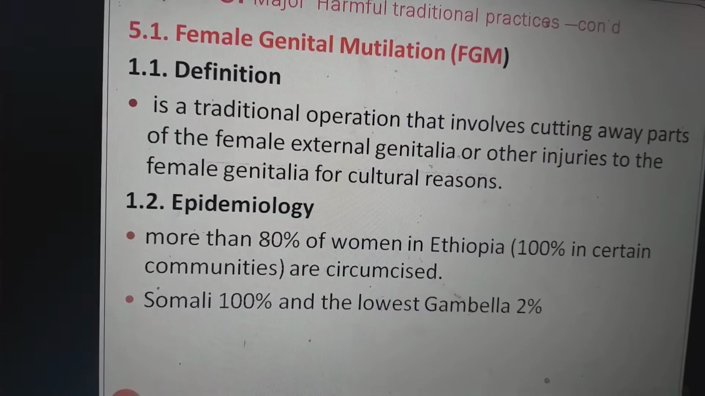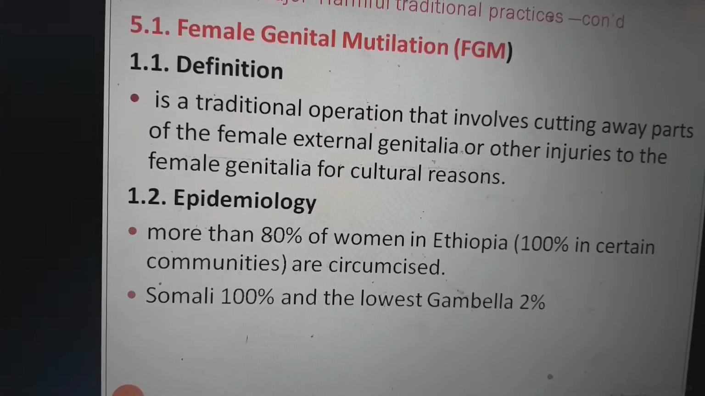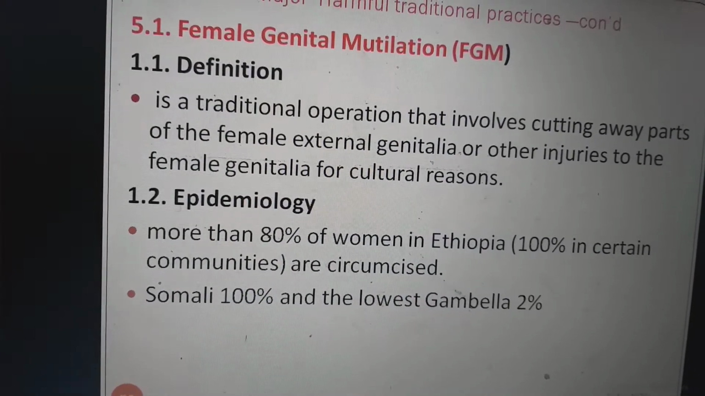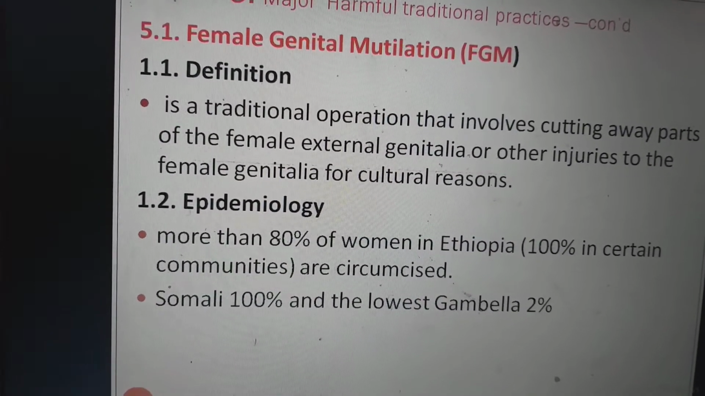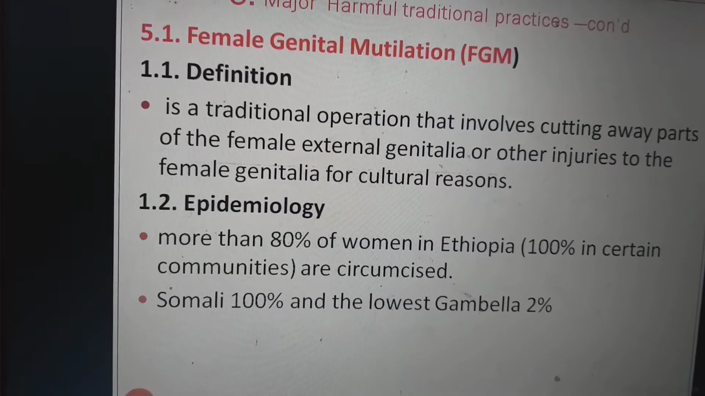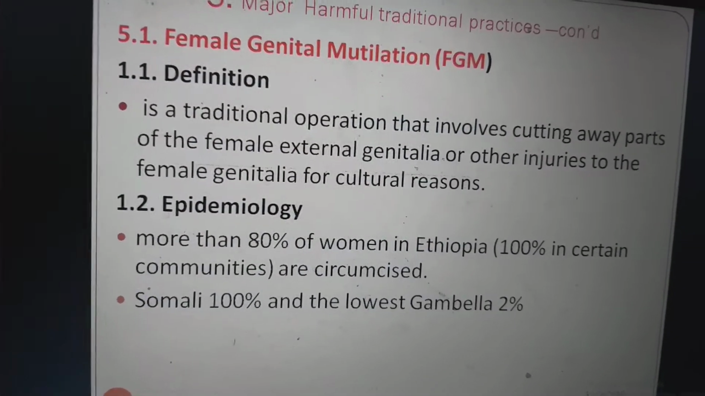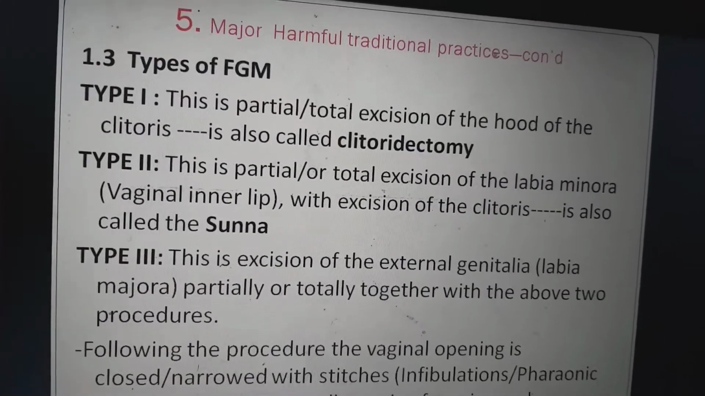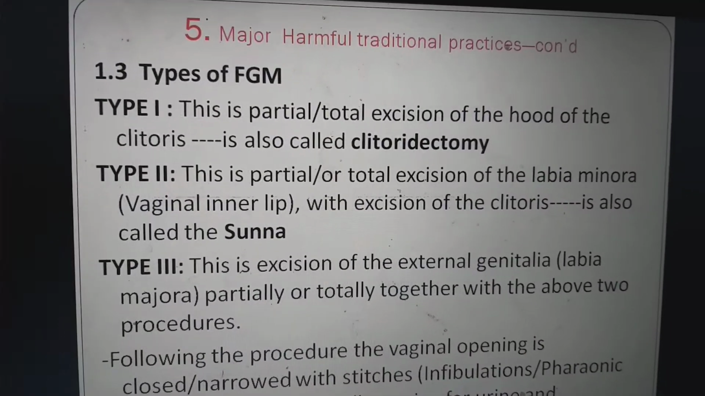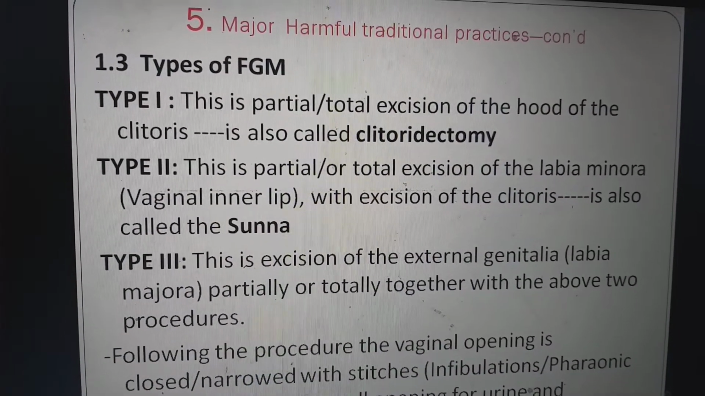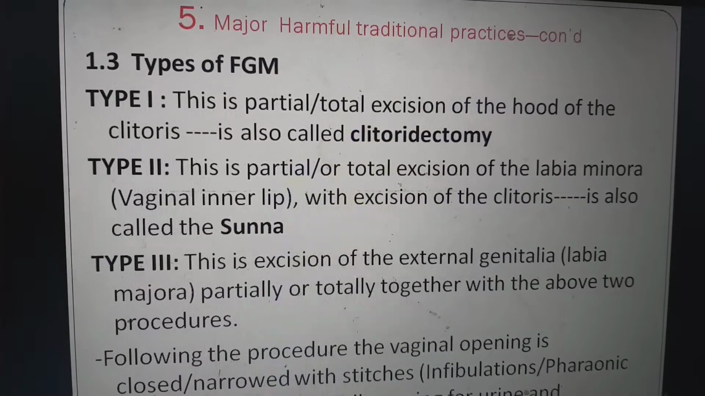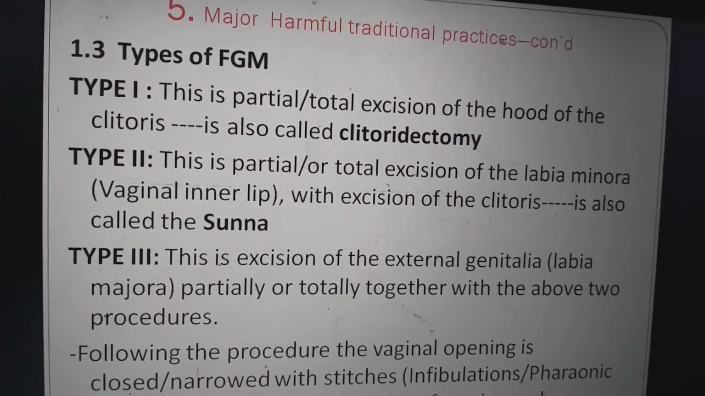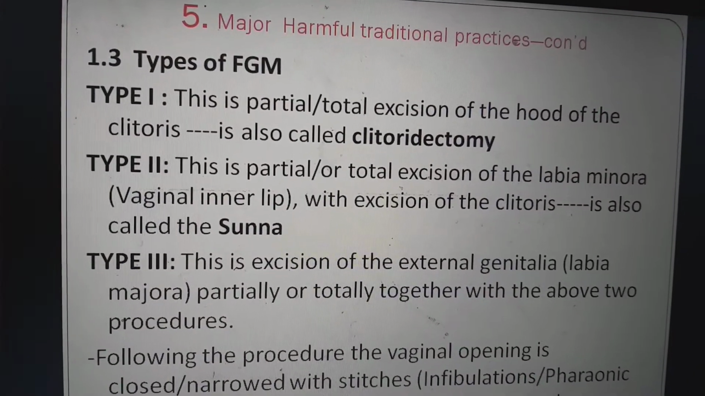Its epidemiology is that more than 80% of women in Ethiopia, and 100% in certain communities, are circumcised. In Somali, 100%, in the lowest, Gambela, 2%. But nowadays it is reducing. What are the types of female genital mutilation or FGM? There are 4 major types. The first one is type 1.